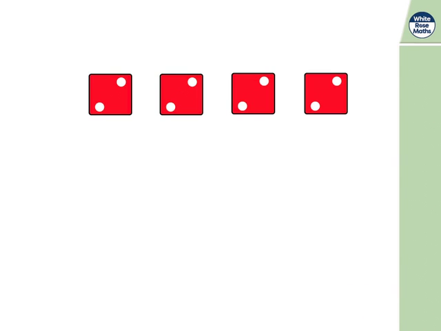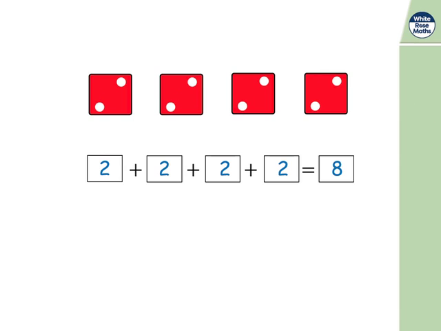4 groups of 2 this time. Let's have a look at this as repeated addition. What we can't see from here is that addition is something called commutative. And what that means is that it doesn't matter which order we add the numbers up in, they will always give us the same answer. And multiplication is commutative too.